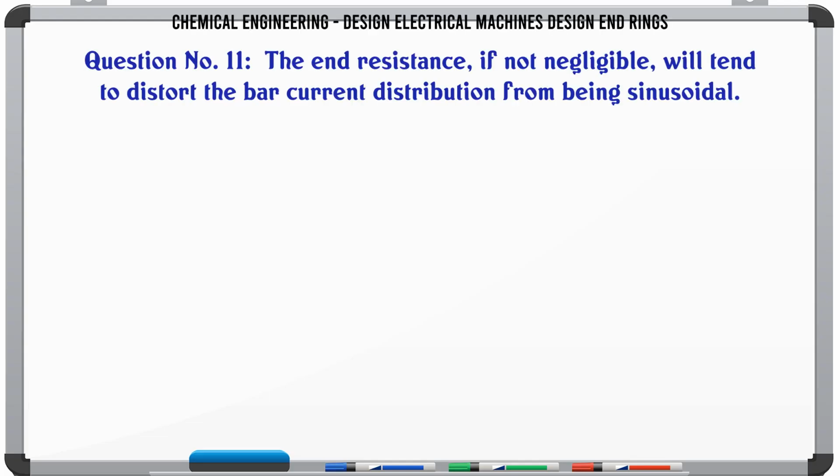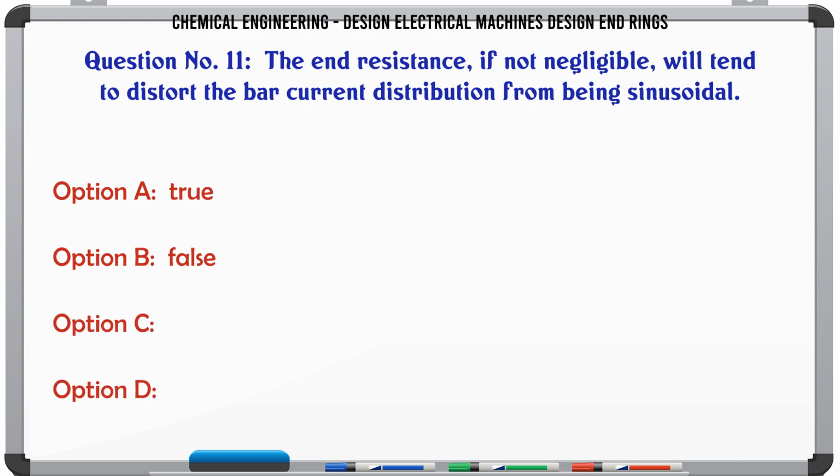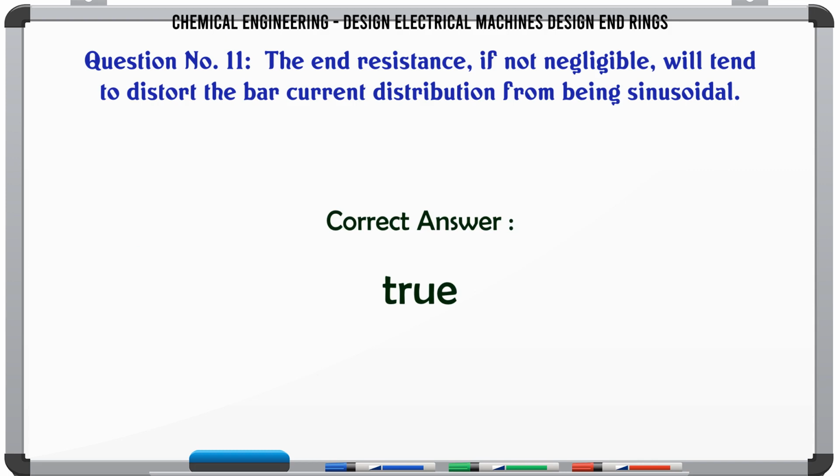The end resistance, if not negligible, will tend to distort the bar current distribution from being sinusoidal. A. True. B. False. The correct answer is true.